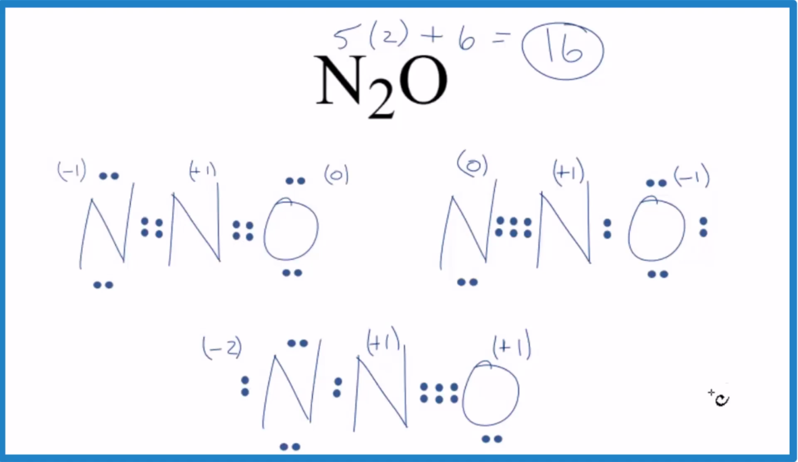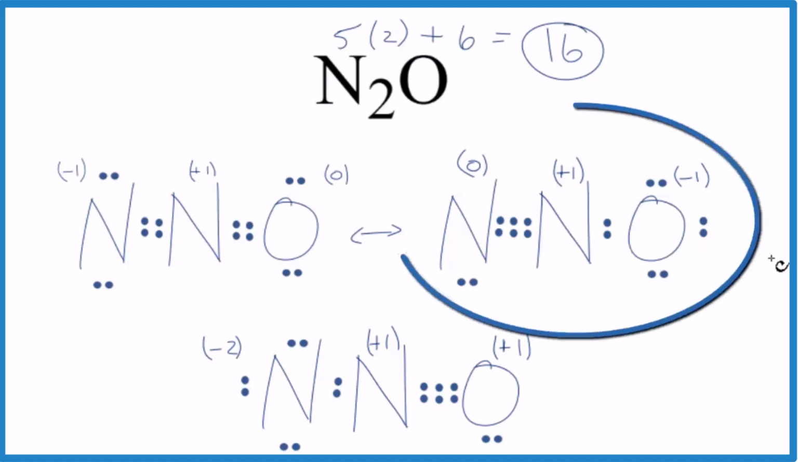So there are two major resonance structures for N2O, and we'll often put this little arrow between them to show that they're resonance structures. It doesn't mean they're switching back and forth, it just means they're an average of these structures. So we only would have one structure. In reality, that would just be an average of these.